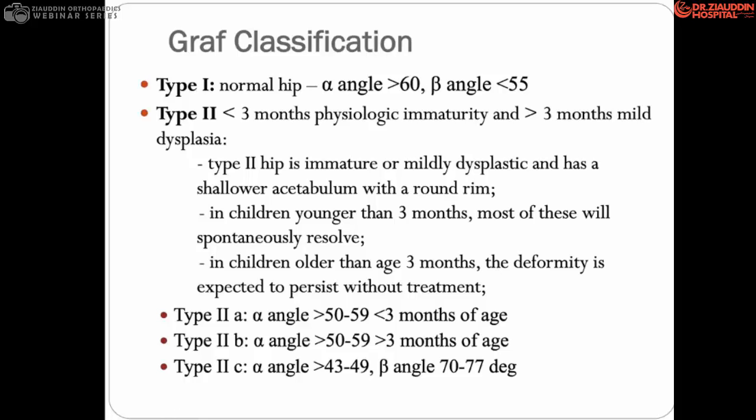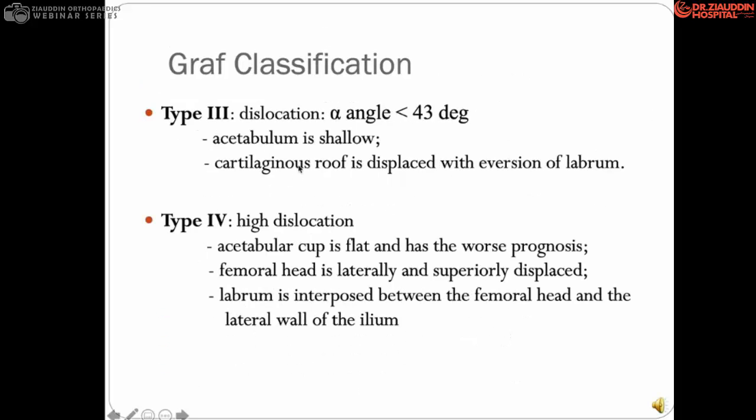Following that, there are multiple types of the Graf classification. This is mostly particularly for research purposes. I will not go into the detail. You can read about this after this slide share. This indicates alpha angle is more than 60 in a normal hip; type 2 is the development of the acetabulum delayed, type 2 subluxation, and then type 3 means the alpha angle is less than 43 degrees, it produces a dislocated hip, and in high dislocations both are disturbed.